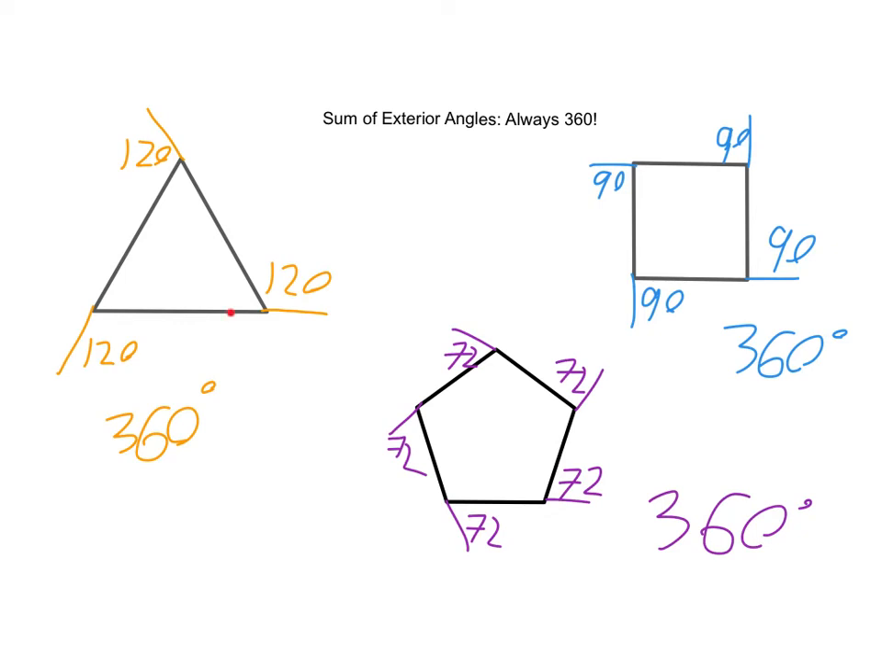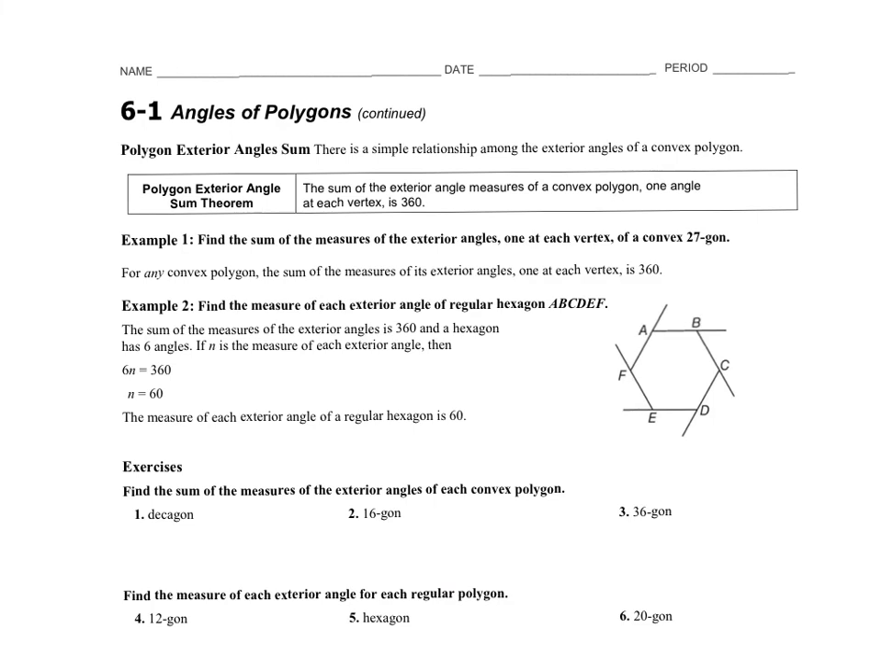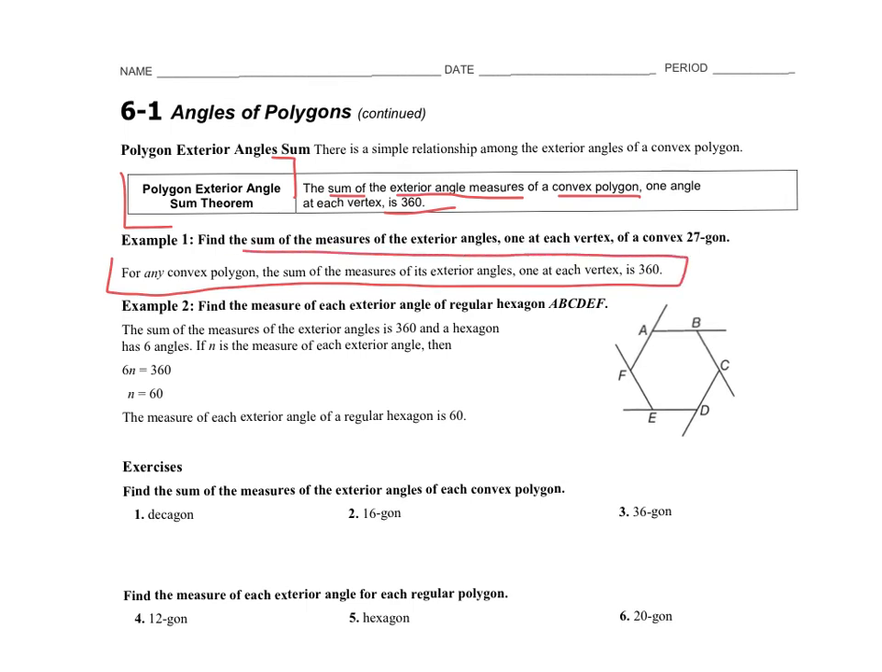So even though the number of sides is changing as our shapes are getting bigger, the sum of the exterior angles is always going to be equal to 360 degrees. Therefore, 360 degrees becomes a constant for dealing with exterior angles of polygons. And that's exactly what our polygon exterior angle sum theorem says: that the sum of exterior angle measures for a convex polygon will always be 360 degrees. It doesn't matter how many sides our shapes have.